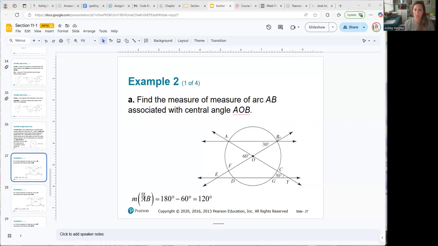AOB. There's AOB. So if this is 60 degrees, these two angles make up 180 degrees because there's 180 degrees on any line. So whatever this is needs to add with 60 to be 180. So what would that be? Well, that would be 120. And whatever the measure of this central angle is right here, that's the measure of the arc. So the arc would also be 120.